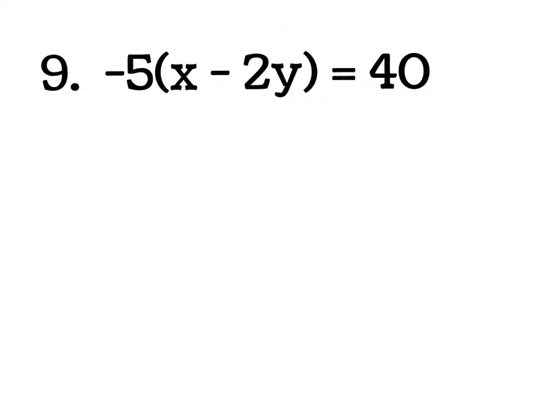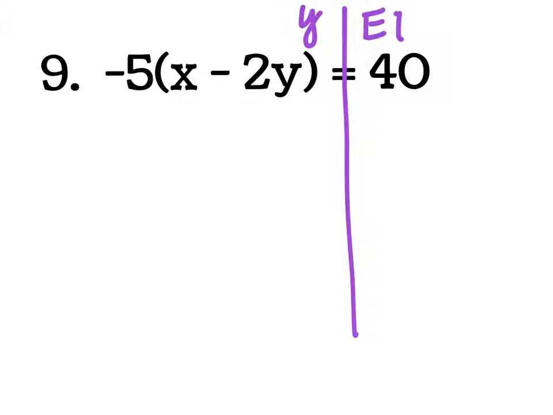Number 9, again, I've got parentheses here, so I'm going to draw my line, label my sides. Y is on one side, everything else on the other. It doesn't change the way I have to eventually work the problem. It's just set up weird to begin with, so I'm going to distribute. A negative 5 times x is a negative 5x. Then I'm multiplying a negative 5 times a negative 2y. And I'm going to highlight these because I want to talk about this for a second.